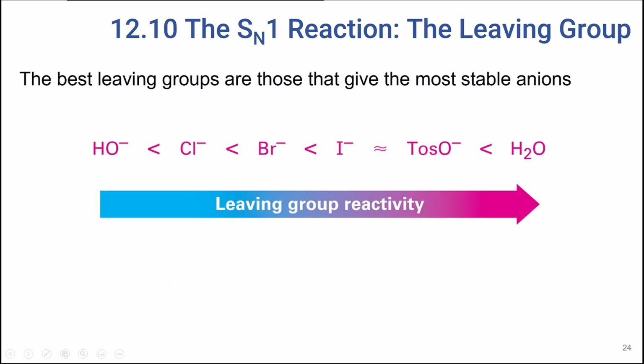So just like before, the best leaving groups are the ones that can stabilize their own negative charge. We can see the leaving group reactivity here. So water is the best leaving group because it doesn't even have an anion to stabilize. It's just stable by itself. Then we have this OTs again, and then we can see the trends that we saw previously.